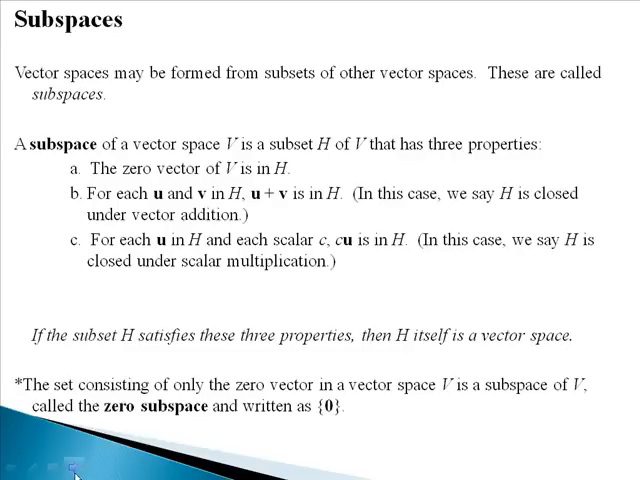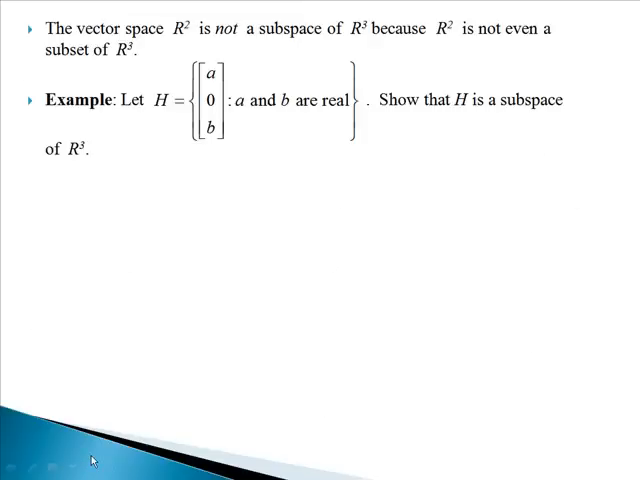The set consisting of only the zero vector in a vector space V is a subspace of V called the zero subspace, and it's written in this manner. We have the set notation and just the zero vector inside. The vector space R2 is not a subspace of R3 because R2 is not even a subset of R3. Remember, vectors in R2 have 2 entries and elements in R3 have 3 entries. So we're not dealing with a subspace since it's not even a subset. Elements in R2 are not also in R3 and vice versa.